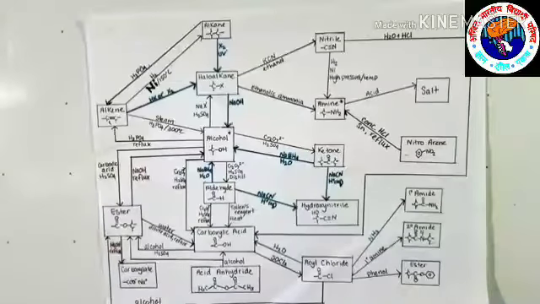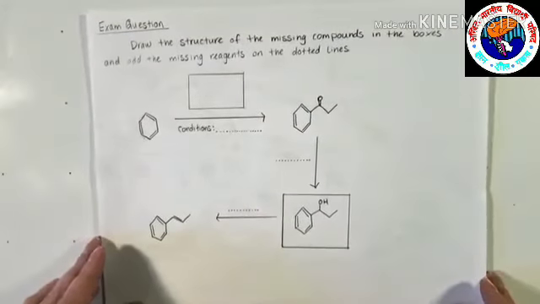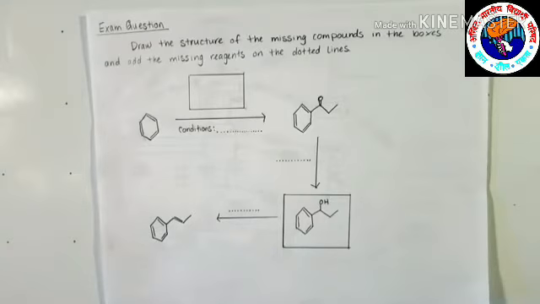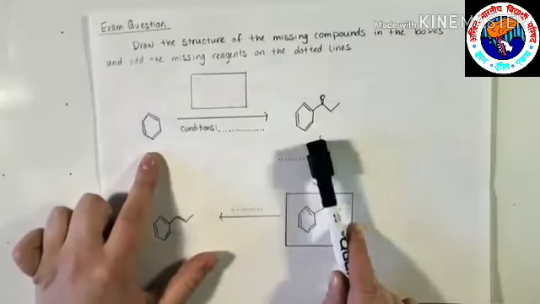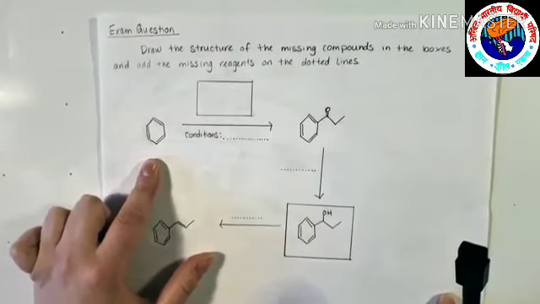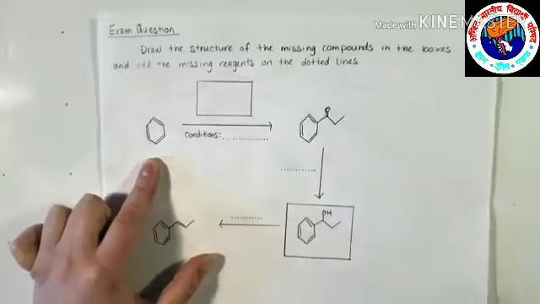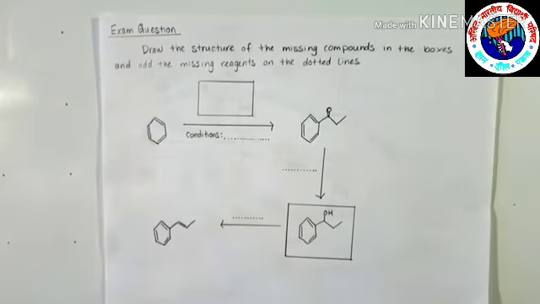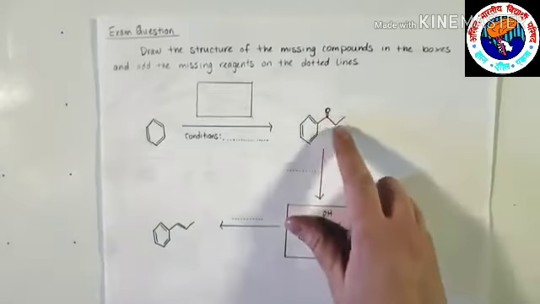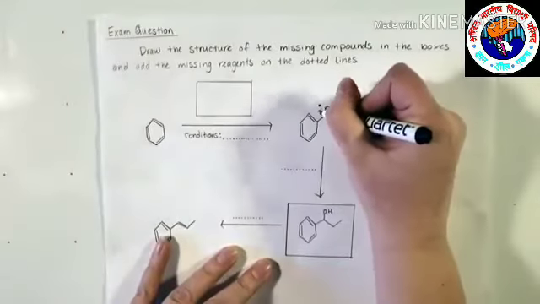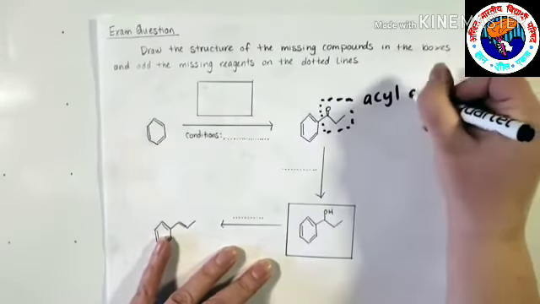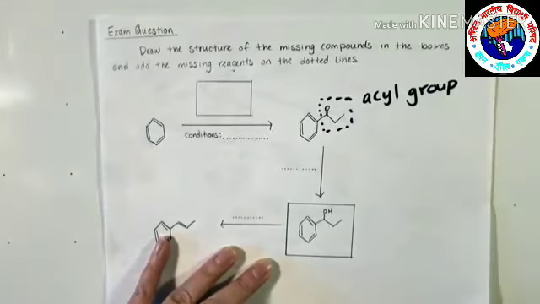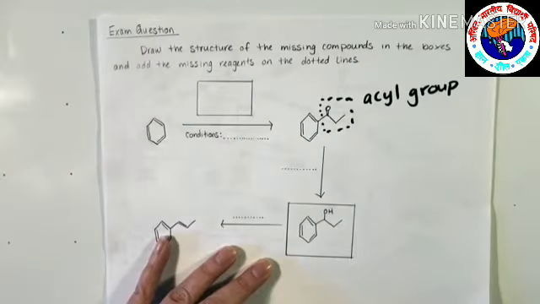All right, so let's look at an exam question. Here we go. Draw the structure of the missing compounds in the boxes and add the missing reagents on the dotted lines. All right, so let's break this down. The first step, we had our benzene ring. We can notice what's been added on is a carbon chain with that double bond. So that is related to what we just did, where we've added an acyl group. Okay, so it could be worth your while just making notes on your exam so that you know what change has happened. We've added an acyl group. So straight away you should be connecting this with the Friedel-Crafts acylation.